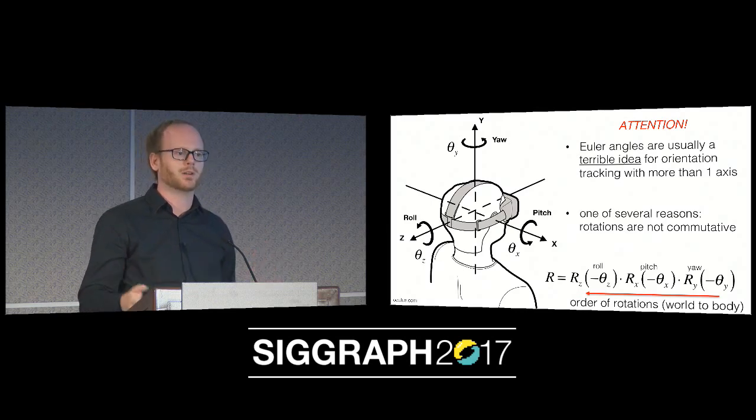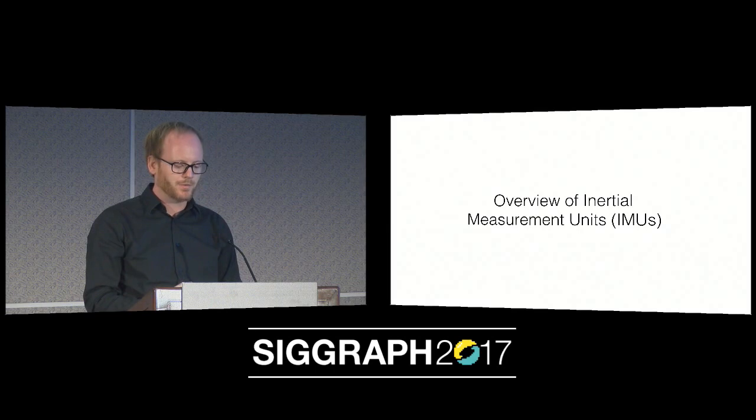We can't change it, and you may run into trouble for certain configurations, which is known as gimbal lock. But for now, I'd like to give you an overview of inertial measurement units and what these sensors are and what they actually measure before we go into how to process that raw data and get the orientation back.